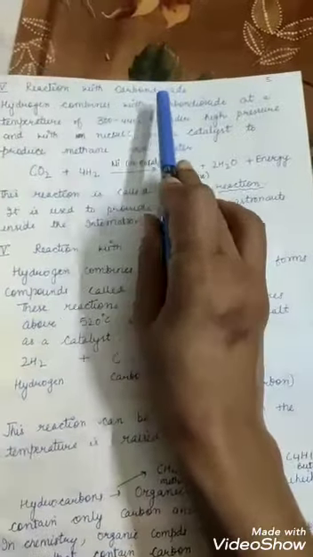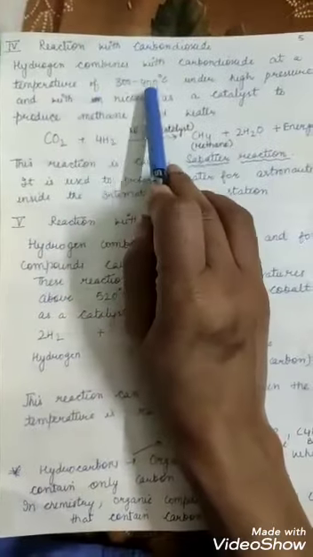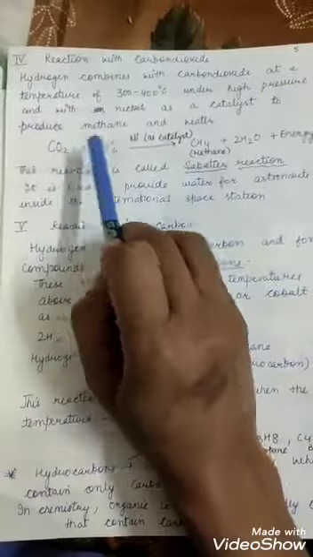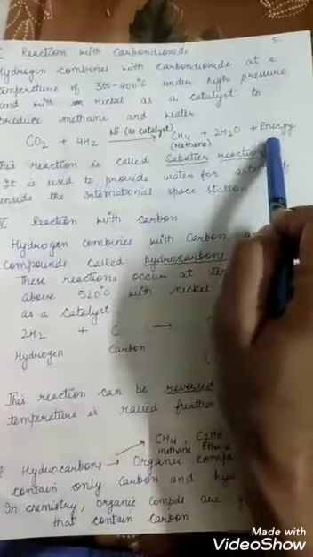Reaction of hydrogen with carbon dioxide. Hydrogen combines with carbon dioxide at a temperature of 300 to 400 degrees Celsius under high pressure and with nickel as a catalyst to produce methane and water. Carbon dioxide, hydrogen, nickel as catalyst, it forms methane and water and energy.